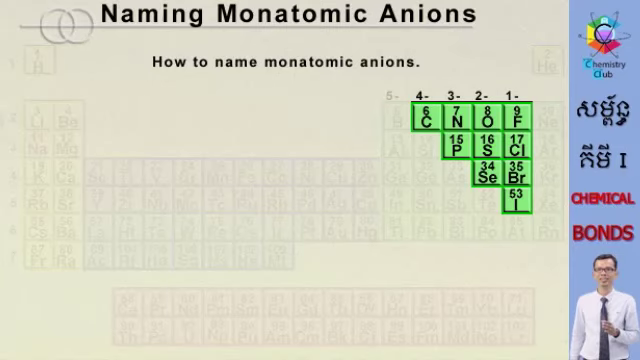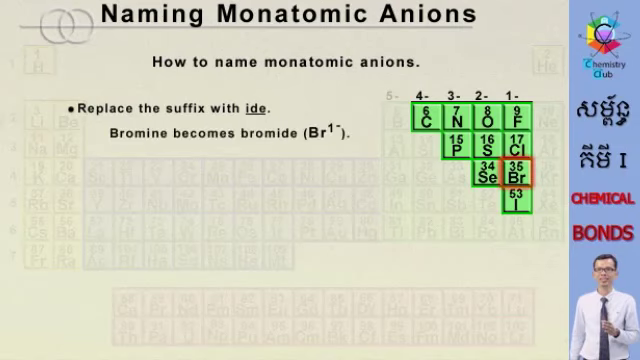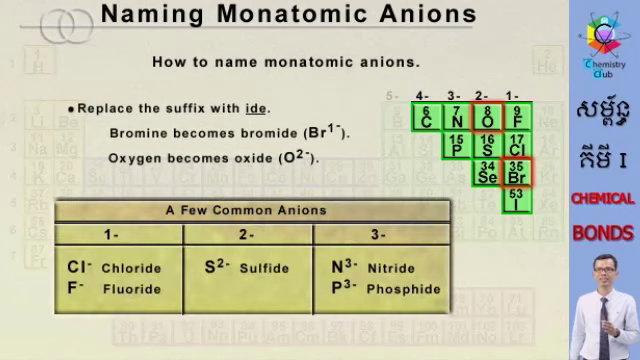The rule for naming monatomic anions is to replace the element suffix with the letters -ide. However, no rule tells you where to place the new suffix. Bromine, for example, becomes bromide, and oxygen becomes oxide. This chart shows you a few more names of monatomic anions.